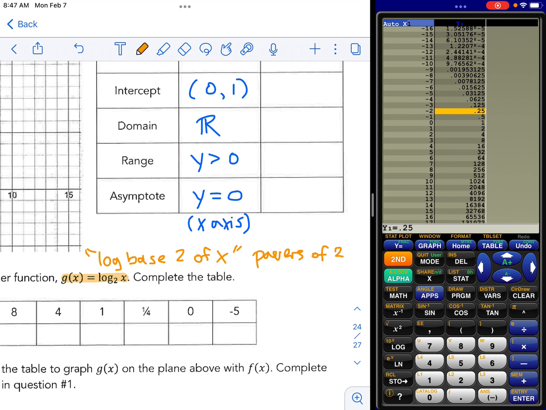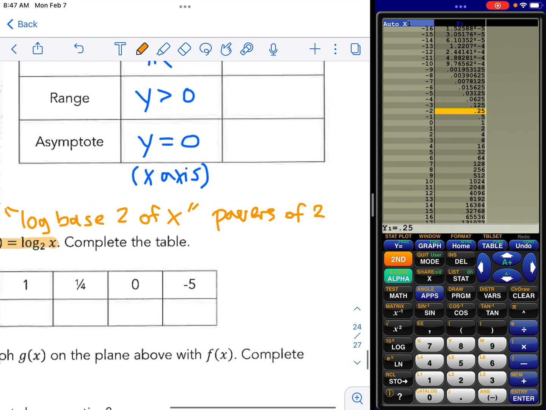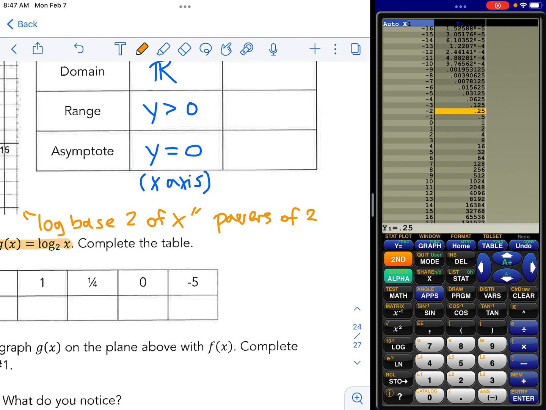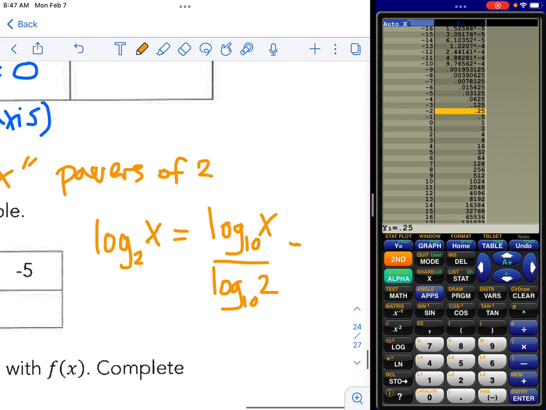That's what that is. And so since your calculator can't do log base 2, you have to convert that into a log base 10. And the way they do that is, we call this the change of base, right? Log base 2 of x is equal to log base 10 of x over log base 10 of 2.